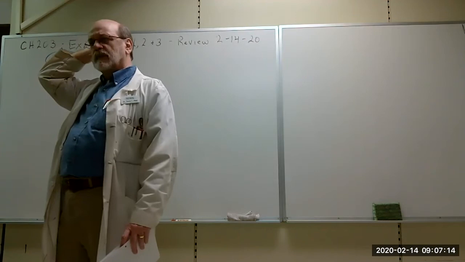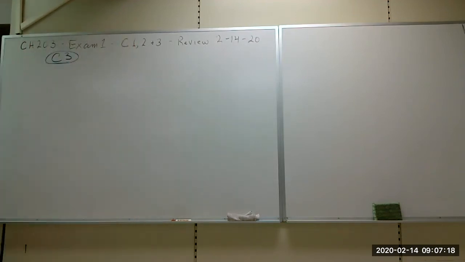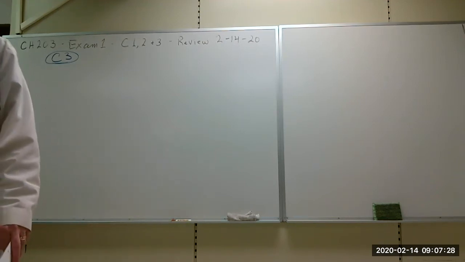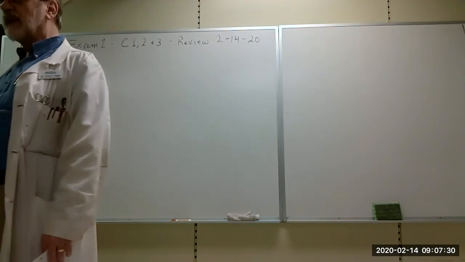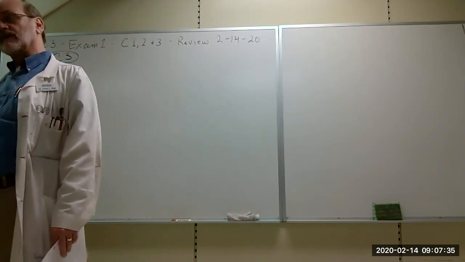Parts of an atom. We know that the name atom means you can't cut it any further. Atomos almost means not cut. But that's true if you want to have the element. Anything below that is not the element anymore. But the atom does have parts.